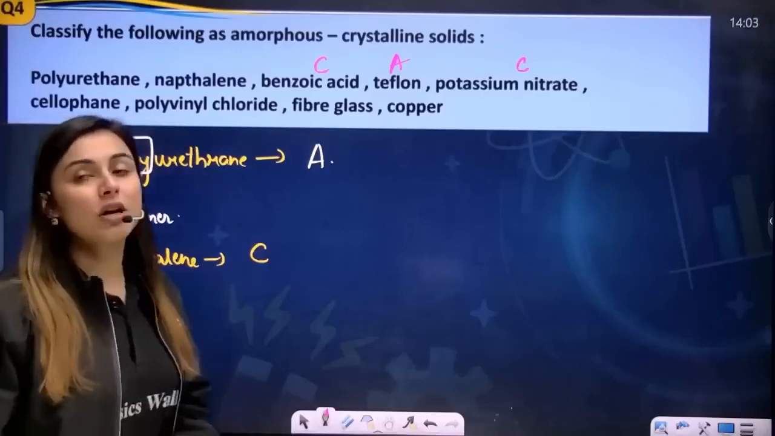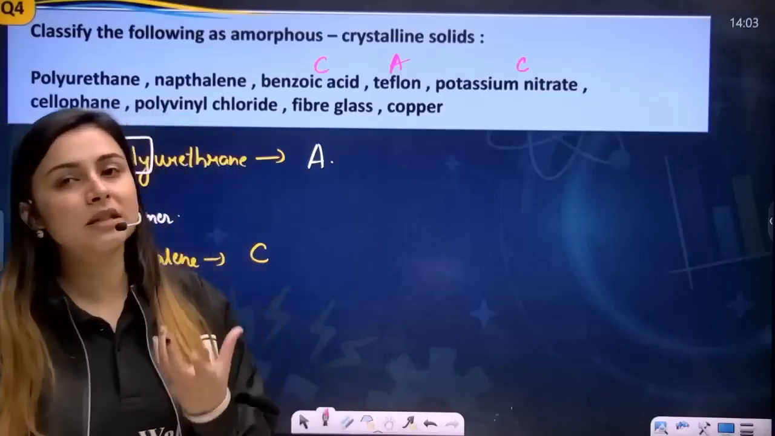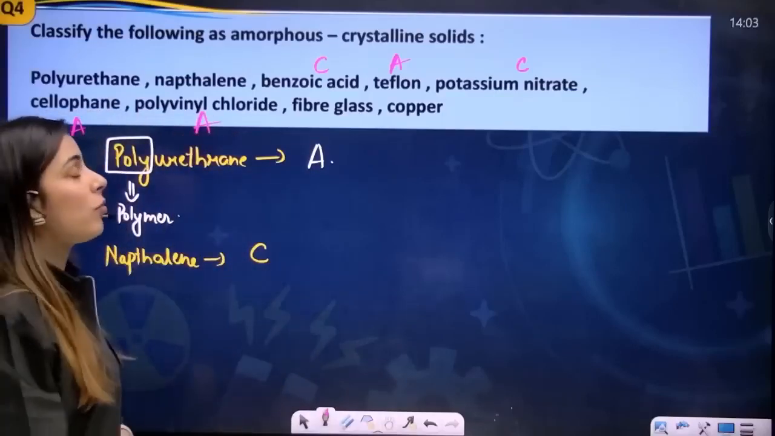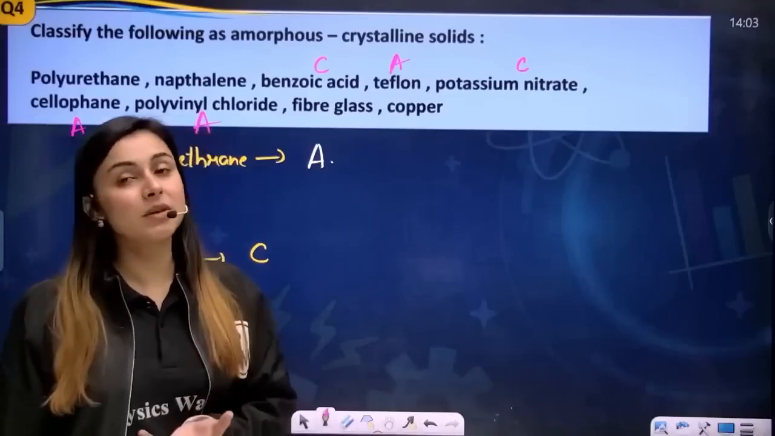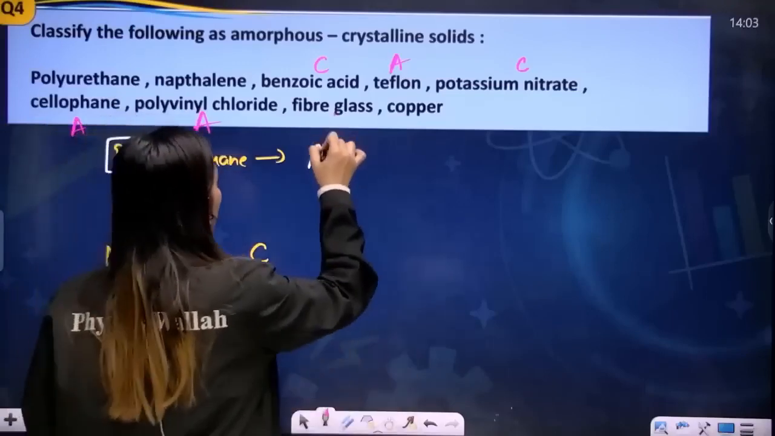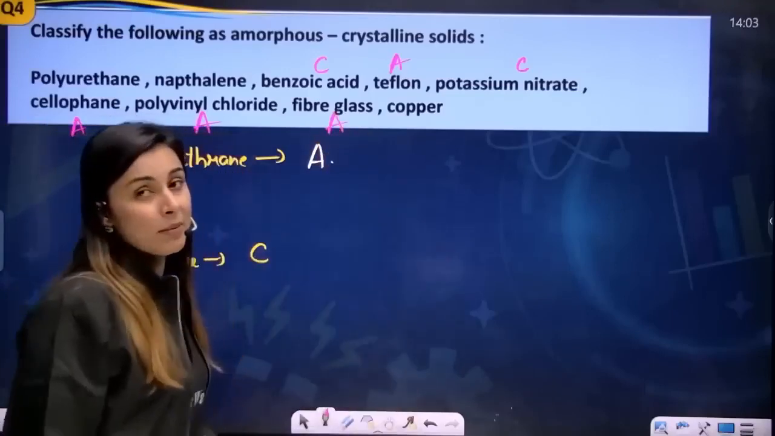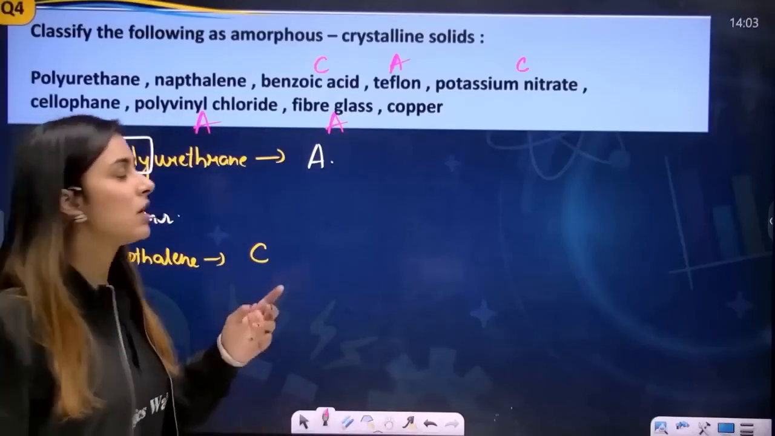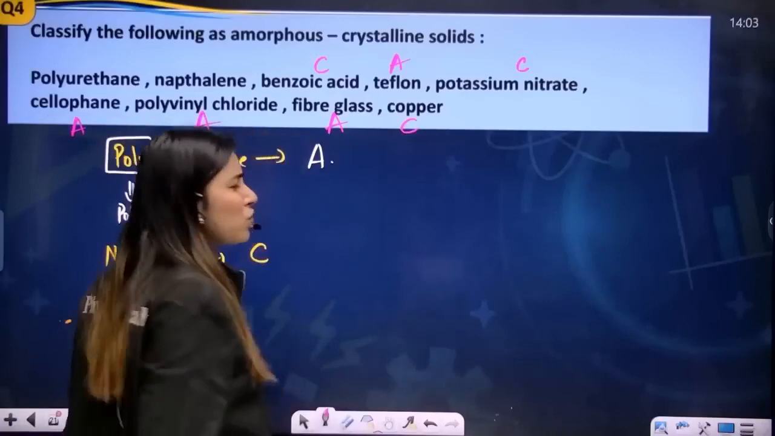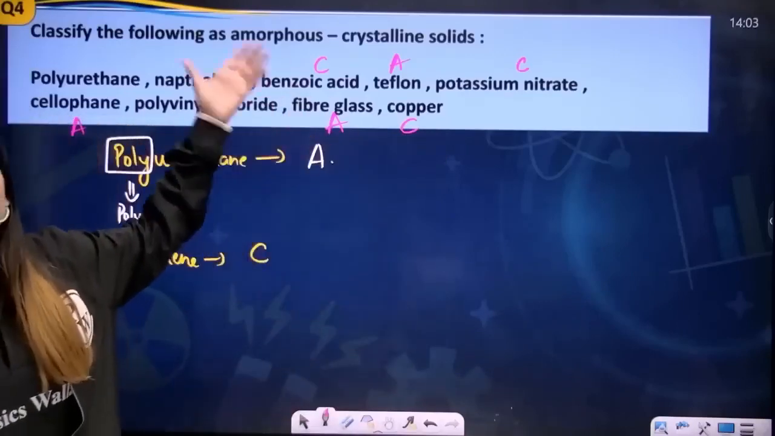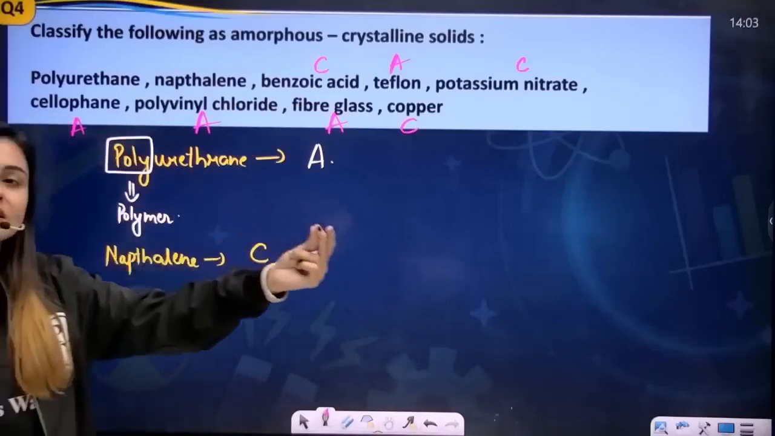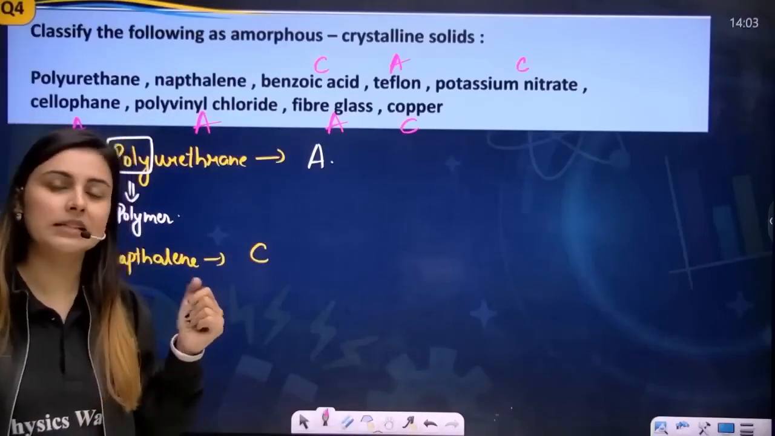If you talk about polyvinyl chloride, a poly word is coming. This means it is a polymer, so this is also amorphous in nature. If you talk about fiberglass, glass is coming. This means that it is a glass, so it is amorphous in nature. Copper, again, my dear students, no rubber, no polymer, no glass, so it is crystalline in nature. So this is how you can classify whether it is an amorphous solid or a crystalline solid in just a few seconds. Yes, I hope you're clear.